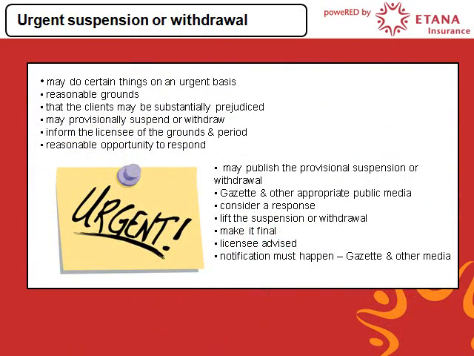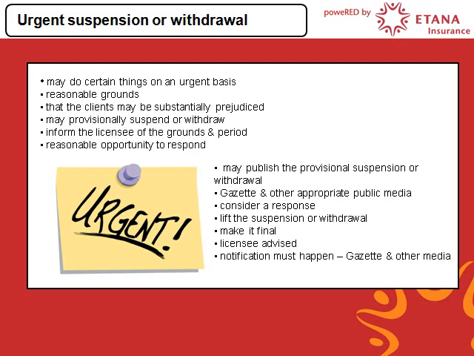Notwithstanding the fact that the registrar must follow certain procedures before suspension or withdrawal, the registrar may do certain things on an urgent basis if there are reasonable grounds that the public or clients may be substantially prejudiced. If such grounds exist, the registrar may provisionally suspend or withdraw a license. The registrar must inform the licensee of the grounds and the period, as well as allow the licensee a reasonable opportunity to respond thereto, and to provide reasons why the provisional suspension or withdrawal should be lifted, or why the period and terms should be changed.